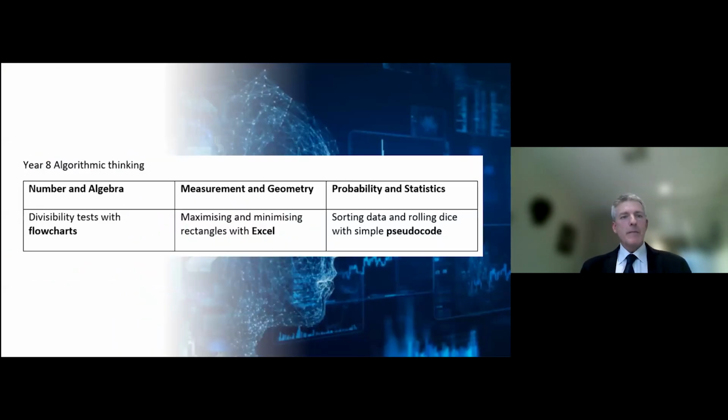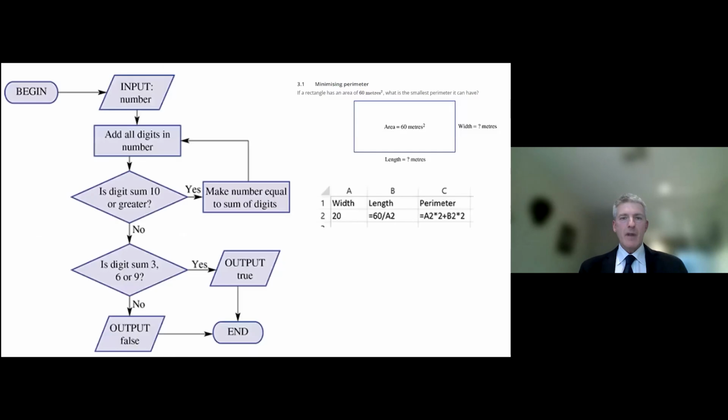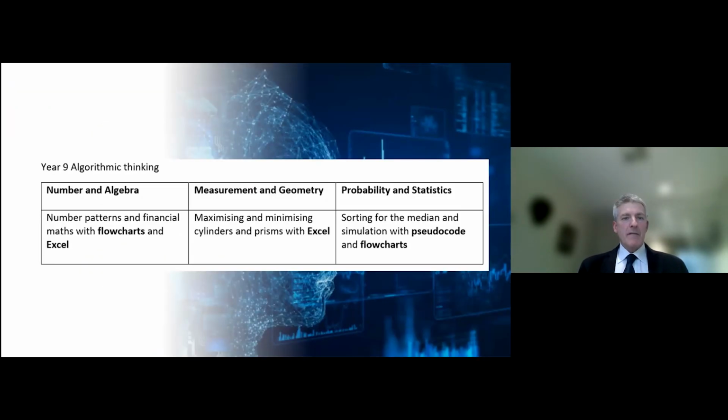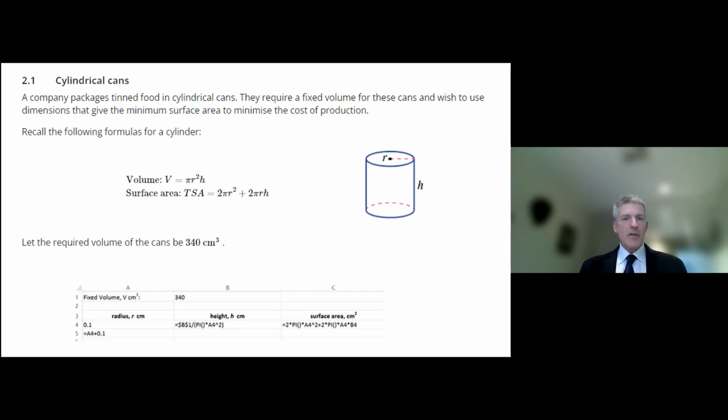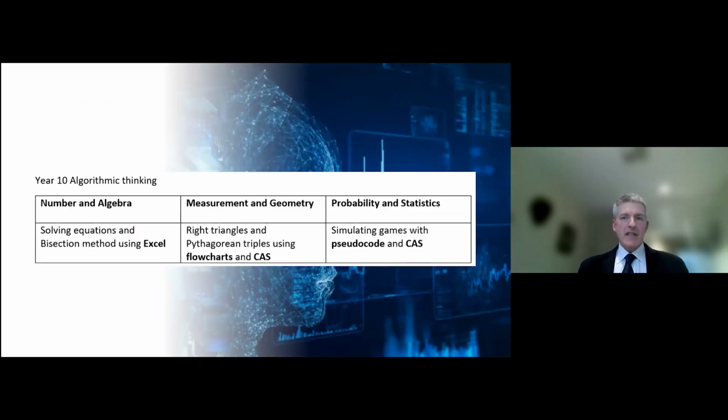In Year 8, we use flowcharts for divisibility tests. There's some examples of maximizing and minimizing using Excel and some very simple pseudocode for sorting data. In Year 9, again, Excel and flowcharts are fantastic tools for algorithmic thinking and so on and so forth. And also in Year 10, there's a range of activities in this digital chapter for people to use.